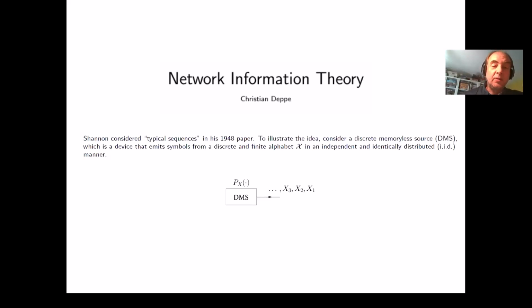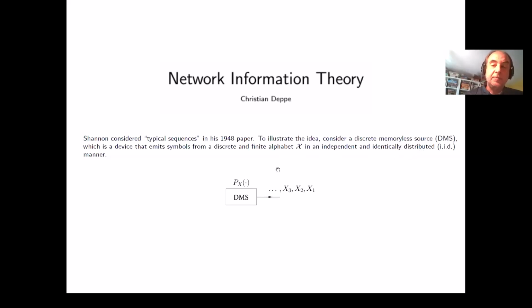Okay, now we want to look at typical sequences. First, we will look at a discrete memoryless source. What is a discrete memoryless source? A discrete memoryless source is a source which puts out symbols of a finite alphabet. The symbols are independent and identically distributed.